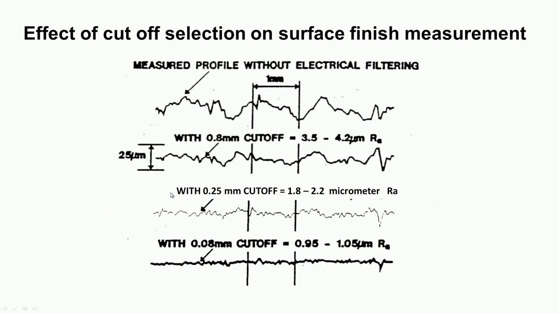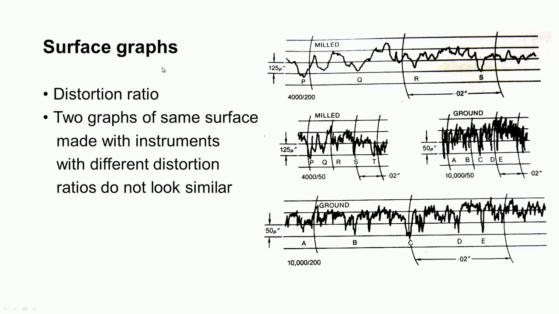Now, we should understand one more thing, that is the distortion ratio. You can see here, we have 4000 divided by 200. 4000 is the vertical magnification. You can see here, four parts are there. This is one, this is the second part, this is the third, and this is the fourth part. Each has a value of 1000, so the total height is 4000 units. So this is the magnification: the roughness is magnified 4000 times, and the horizontal magnification is 200 times. Now, when we select this particular distortion ratio, this is the profile that is obtained.